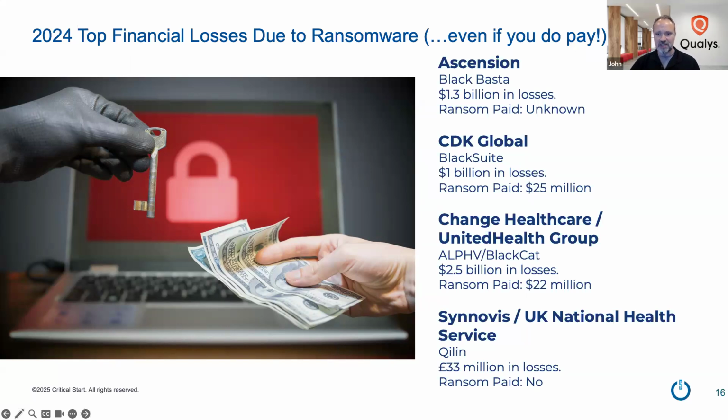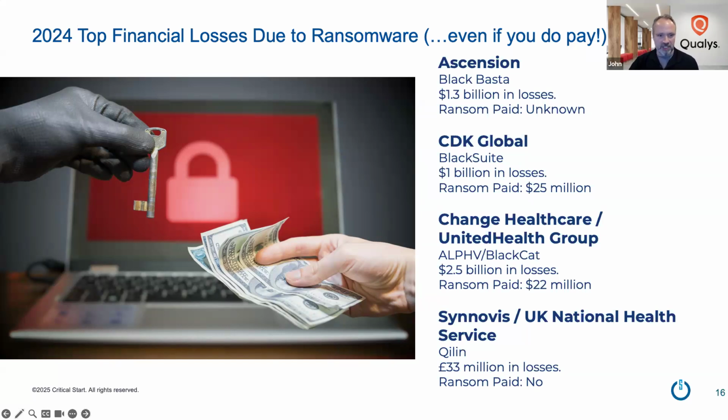We had Essentia, a St. Louis-based Catholic health system. It had been hit by ransomware that disrupted their access to electronic health records, telecommunication systems, and more. They had 1.3 billion in losses, and we don't even know if they paid the ransom or not. They never disclosed if they did.